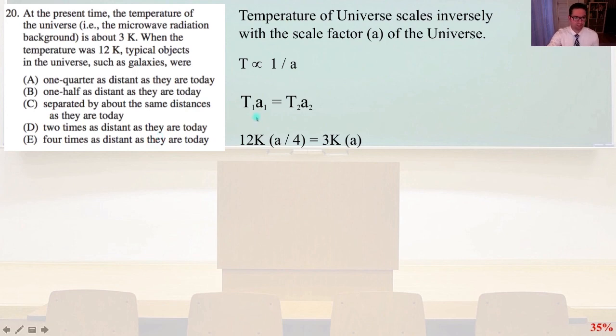So we can simply say that T1A1 equals T2A2. And so 12 Kelvin times the scale factor divided by some number equals 3 Kelvin times the scale factor. And so with some simple algebra, you can see 12 Kelvin divided by 4 would give us 3 Kelvin. So the scale factor divided by 4 means that objects in the universe were about 1/4 as distant as they are today. Okay, that was another set of 10.